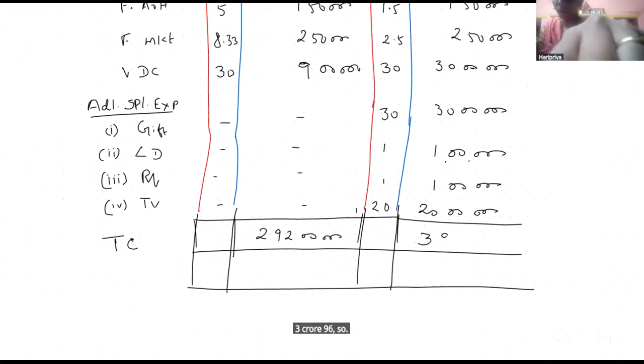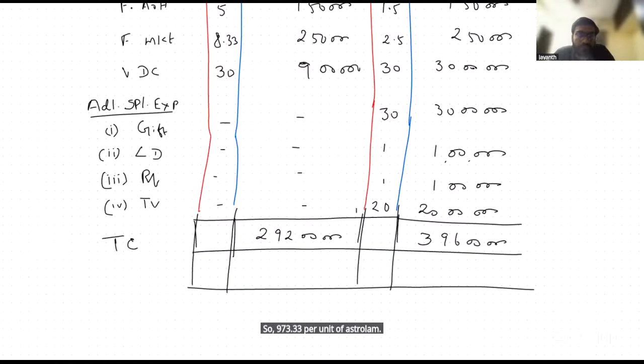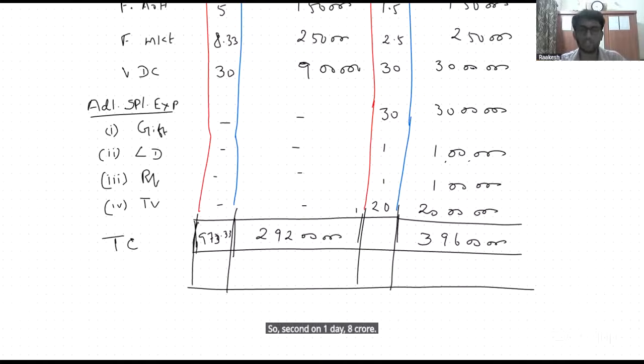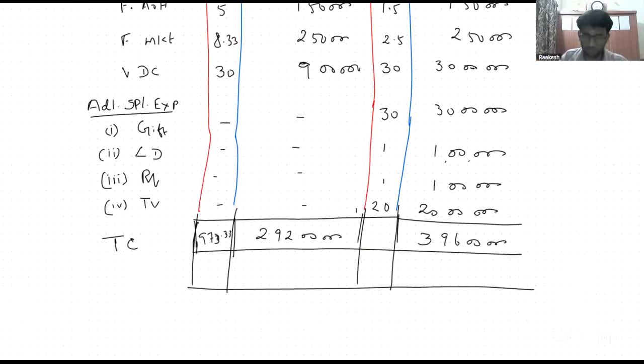Per unit also, kindly check the total. Quick. So 973.33 per unit for the first column. Whereas the second one, sir, is 8 crore 96 lakhs. Per unit 896. Second column total.